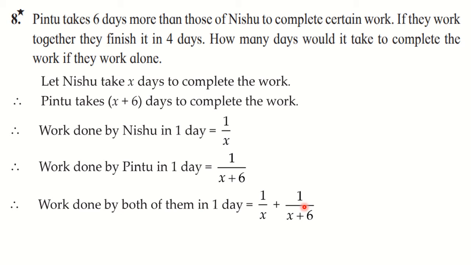So this is what we have done. But now read this statement: if they work together, they finish it in 4 days. That means the total number of days taken by them is 4. So how much work will they finish in one day? That is 1/4. Always take the reciprocal, as I have said. So we will write down that this quantity will be equal to 1/4, because together they are completing the work in 4 days. That we have to understand.